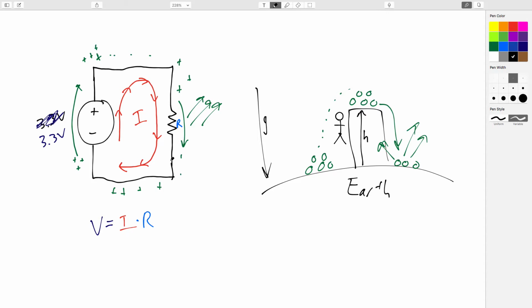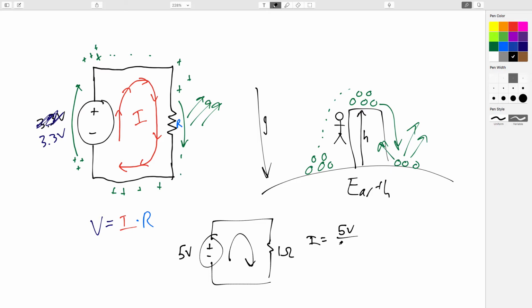So for a given resistance, if we were to increase V, I would increase as well. Okay, for a given V, if we were to lower R, I would go up. So there are different trends here, right? So if we have just a circuit with 5 volts, and we have a 1 ohm resistor, we can figure out that the current flowing through the circuit would be I equals 5 volts over 1 ohm, which equals 5 amps.